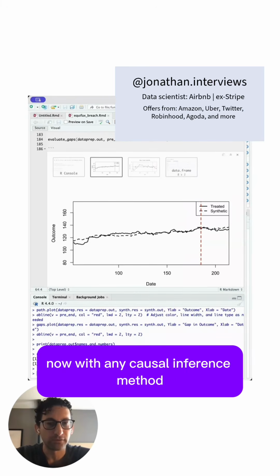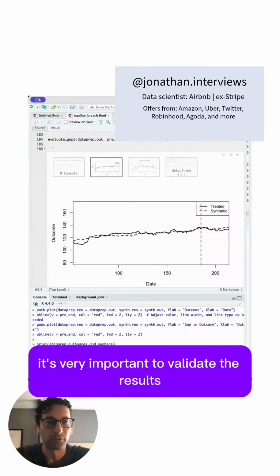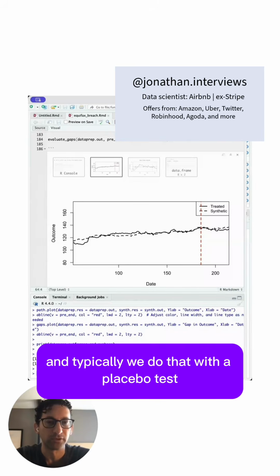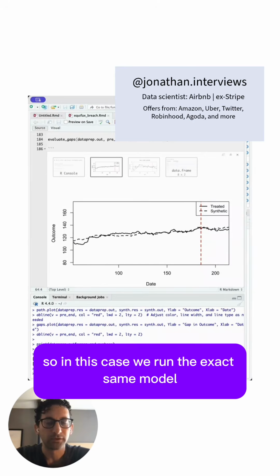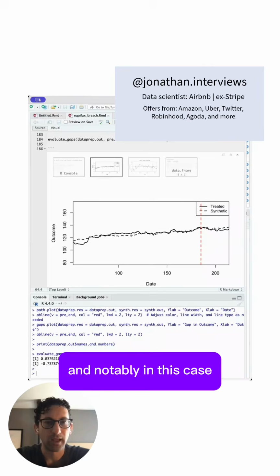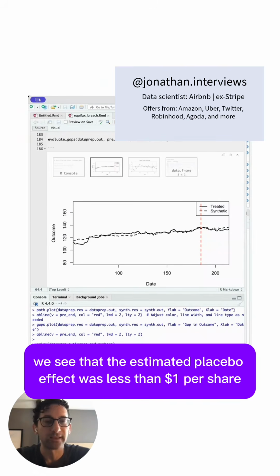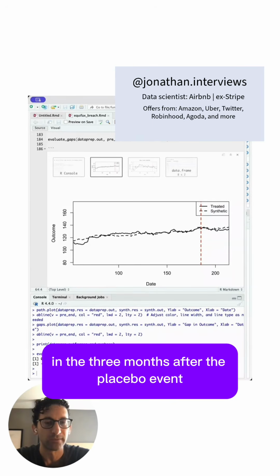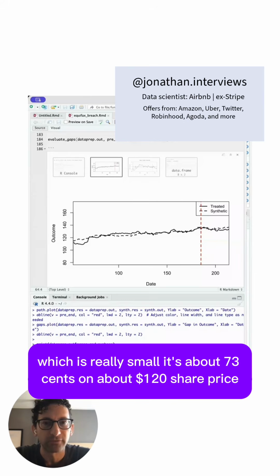Now, with any causal inference method, it's very important to validate the results, and typically we do that with a placebo test. So in this case, we run the exact same model, but using all data that happened prior to the breach. And notably, in this case, we see that the estimated placebo effect was less than $1 per share in the 3 months after the placebo event, which is really small. It's about 73 cents on about $120 share price.